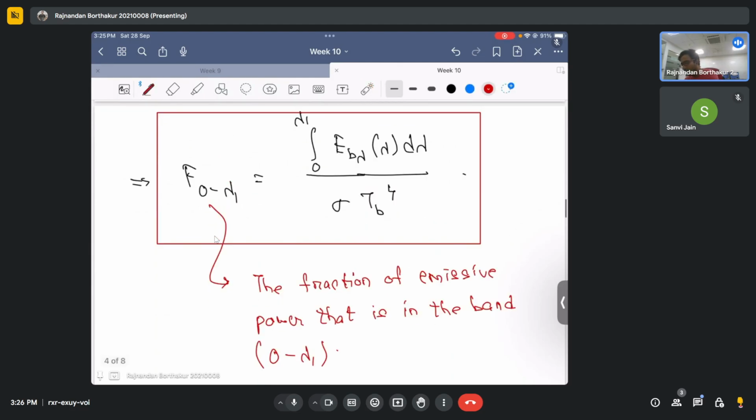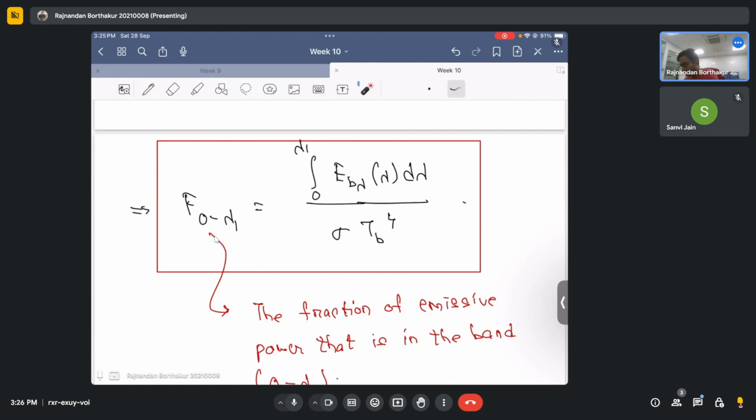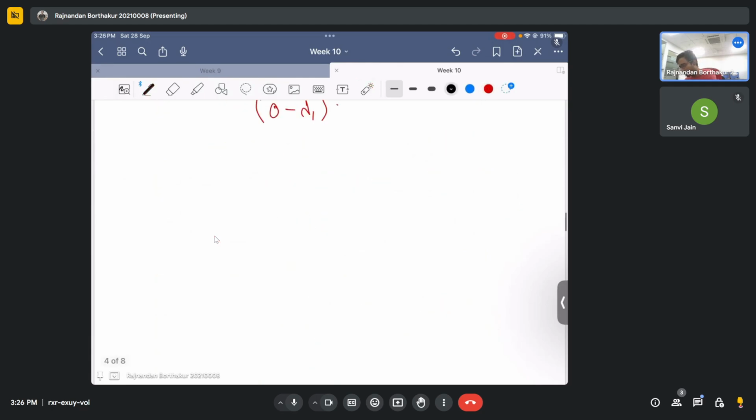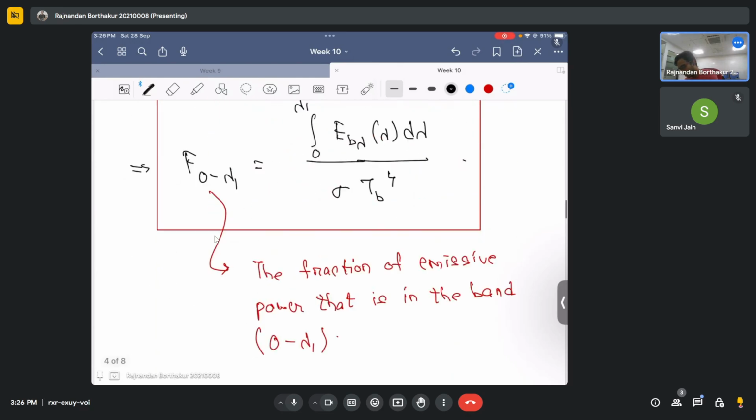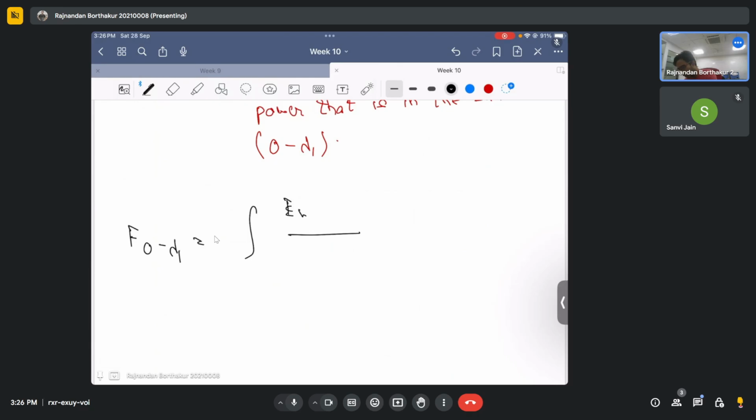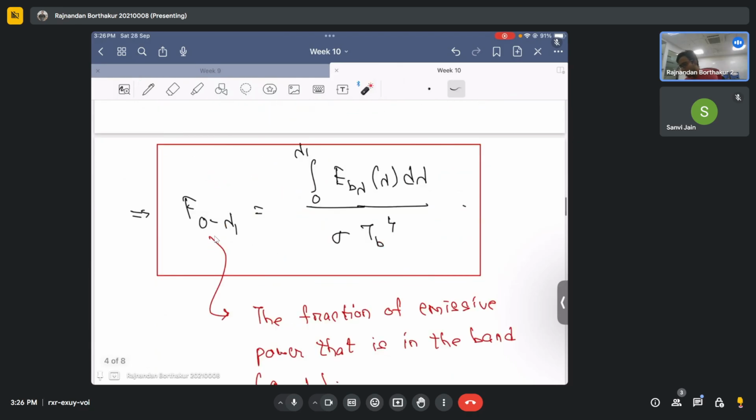So what people do is they multiply this equation by TB in the numerator and denominator. Which means this F, 0 to lambda 1, reduces to the integral of EB lambda. And since my temperature is independent of the wavelength, this TB can be brought inside the differential wavelength that I'm considering.